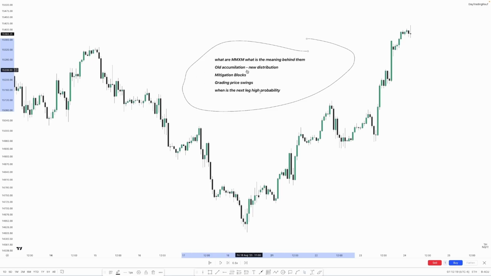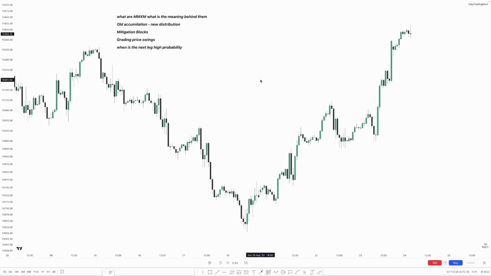And then we're going to go over old accumulation and new distribution, how this is paired together. Then we're going to go over mitigation blocks, then grading price swings. When I go over grading price swings, we are going to go over when the next leg is high probability. What I mean by the leg is either the low risk buy or sell, the first distribution on the silver bullet. And if we have another area of accumulation, I will go over what makes that high probability.